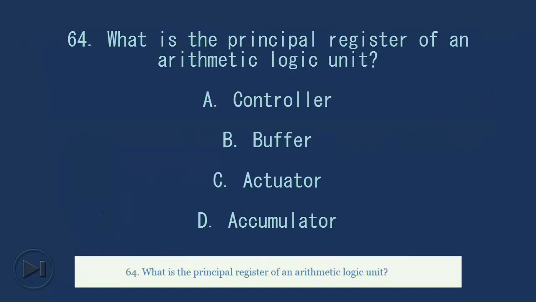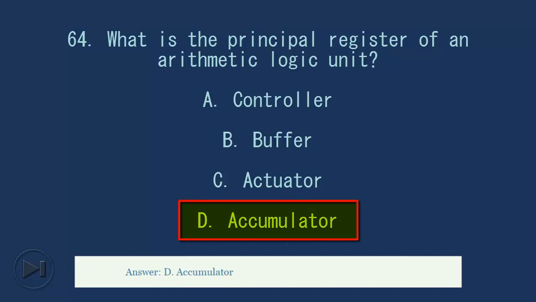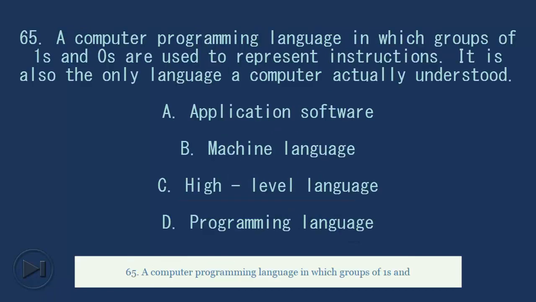64. What is the principal register of an arithmetic logic unit? A. Controller. B. Buffer. C. Actuator. D. Accumulator. Answer, D. Accumulator.